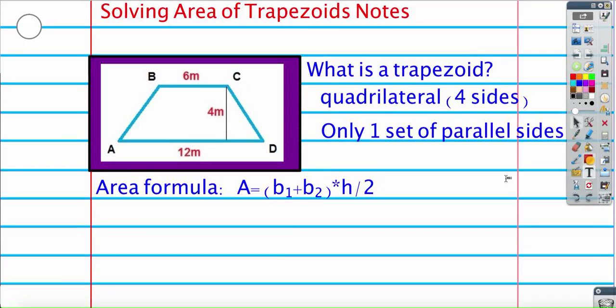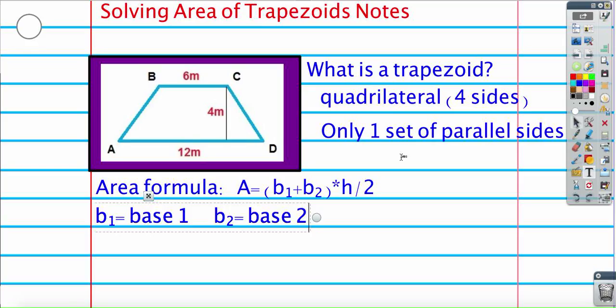Remember I kept telling you if it starts with a T, it's divided by 2. Triangles and trapezoids divided by 2. Remember that. It's good stuff. And remember this B with a tiny 1 at the bottom means base 1. Okay. B with a little 2 at the bottom, that means base 2. So that's your top and your bottom.